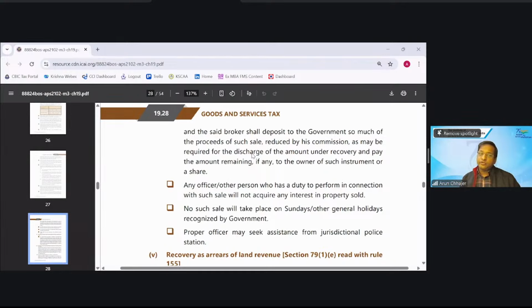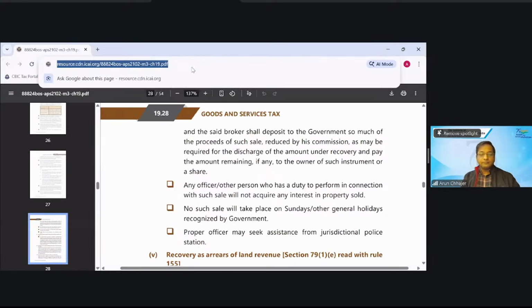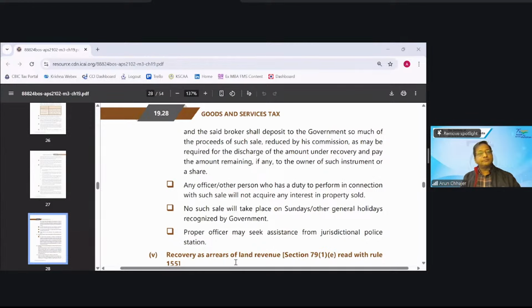What is the time limit to issue the notice in 74A? 3.5 years. Okay. And 42 months. Perfectly okay. And what is the time limit to issue the order? 1 year from the date of the show cause notice. Correct.